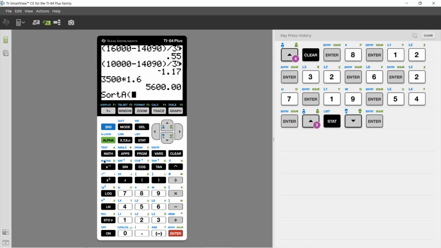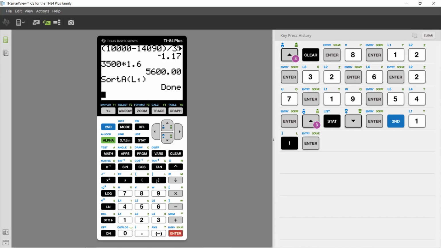And so to get that, you're going to hit the second key, which is next to mode in the second column on the left. Second, and then number one, you're specifying that you want to sort list one. Then close the parenthesis, which is next to the division key, and hit enter. You should see done.